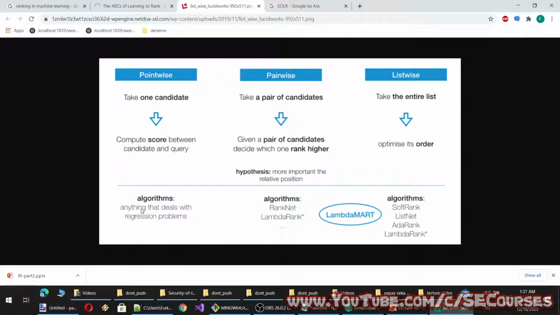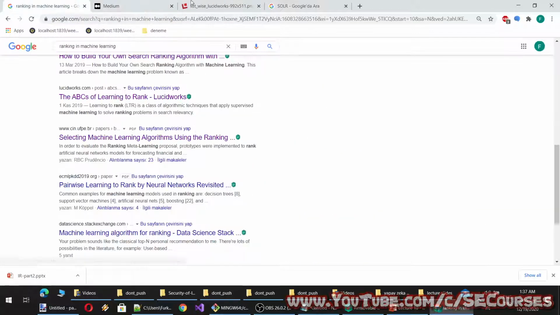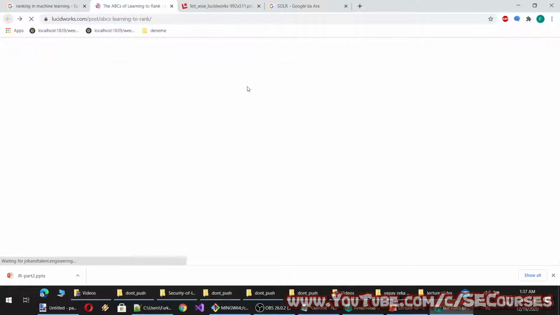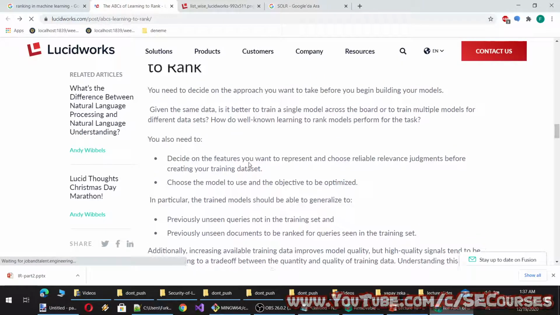Okay, so you see algorithms, anything that deals with regression problems. Algorithms: RankNet, LambdaRank, and algorithms SoftRank, ListNet, and other rank LambdaRank for the listwise, pairwise, and pointwise. Okay, let's continue.